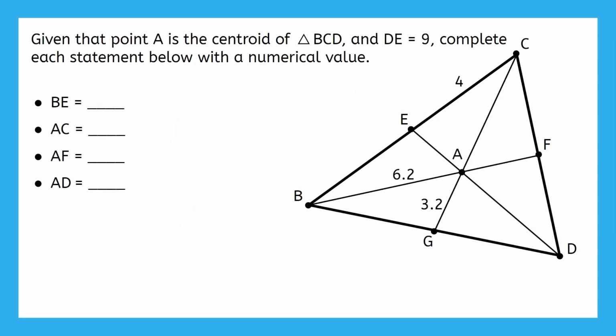Here's our example for this lesson. It says, given that the point A is the centroid of triangle BCD and DE equals 9, complete each statement below with a numerical value. Let's start by labeling our picture with anything we already know. Can we mark anything congruent due to point A being the centroid? Each median bisects its corresponding side.